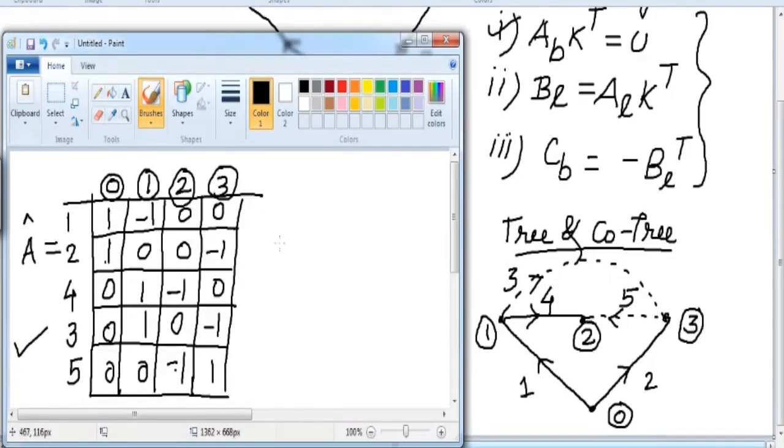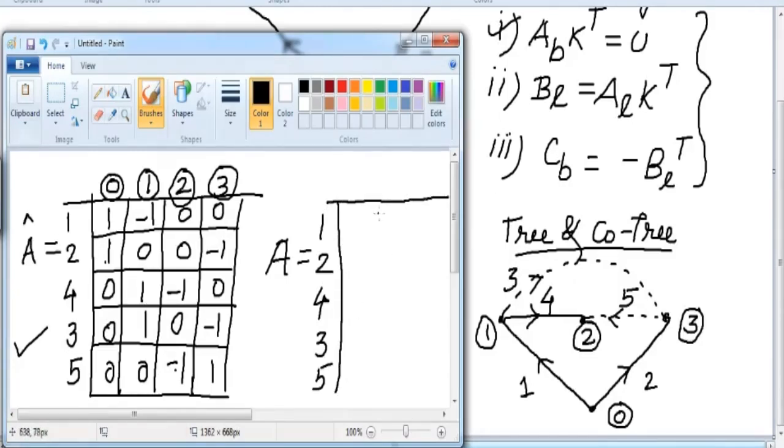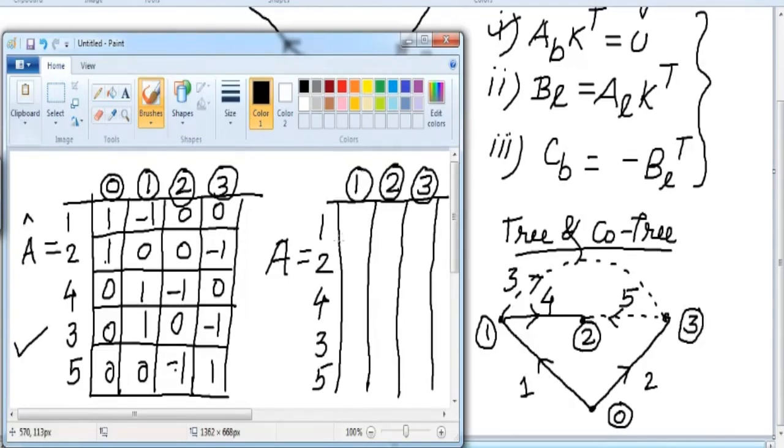So once we are done with A dot, we can very well write A. What is A? A is nothing but the bus incidence matrix, where we just eliminate the reference node, because we are considering the physical buses in this particular matrix, and for considering the physical buses, we simply remove the reference node from the A dot matrix. The matrix which we obtain will be called the matrix A. So let us write the matrix A here.